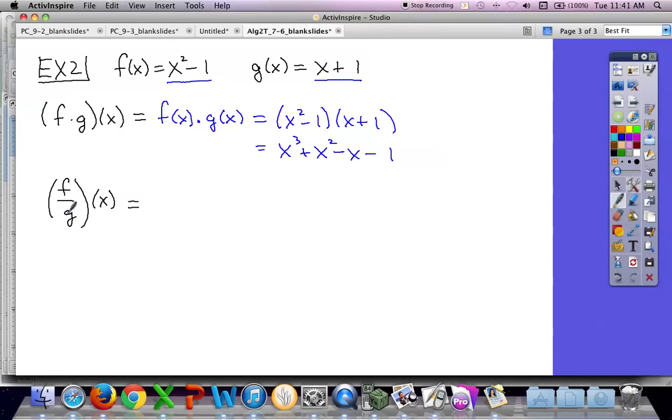First of all, because it's f over g of x, then I'm going to rewrite it as f of x divided by g of x. And just like we've done in the previous three, now we're going to substitute for f of x and g of x. That's x squared minus 1 divided by x plus 1. And this is really the place where you have to consider the domain of this new function, this f over g of x. And what you have to keep in mind is you cannot divide by 0.